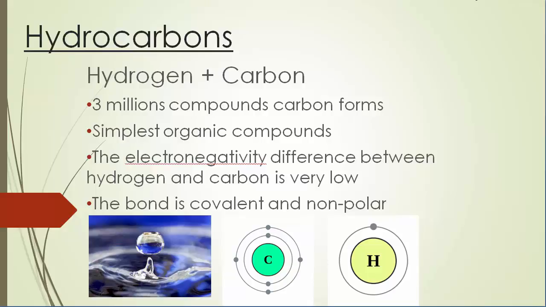In the meantime, carbon is the only element in the periodic table that has the property that makes it possible for living systems to develop. It can have very complicated structures, but now we are only talking about these two elements, hydrogen and carbon, which form the simplest organic compounds. One characteristic of hydrocarbons is that the electronegativity difference between hydrogen and carbon is very low. Therefore, the bond formed is nearly non-polar.